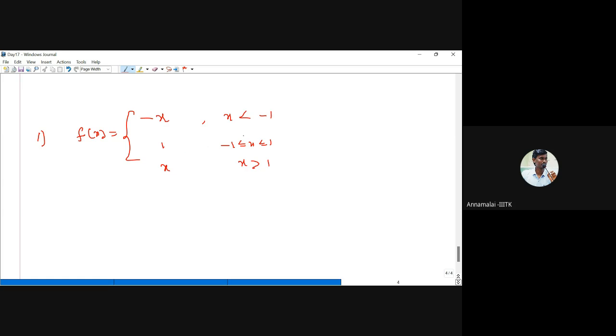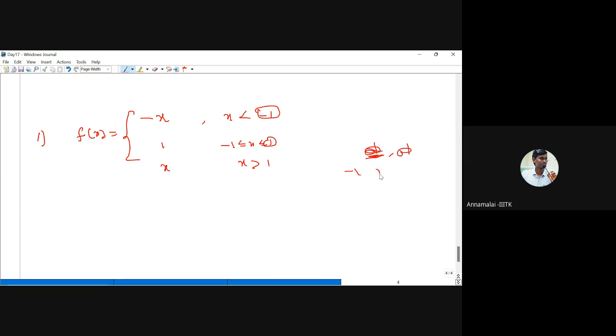If we take all points less than minus 1, this is just a polynomial, therefore it is continuous. So the only thing is you have to check at the points minus 1 and then 1. You have to check only these points. Is it continuous at minus 1 or not?